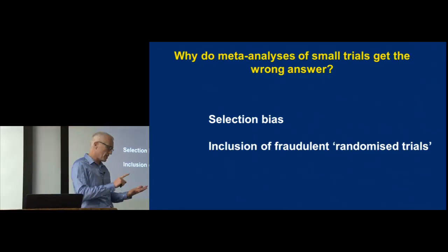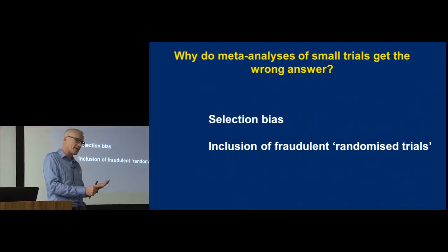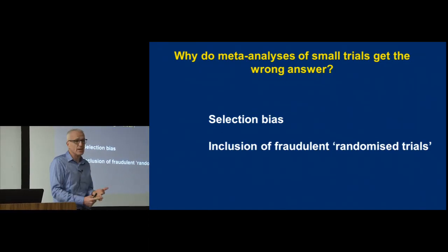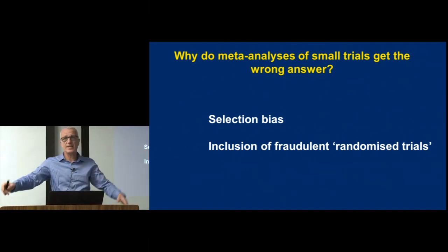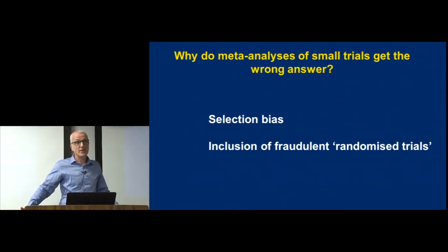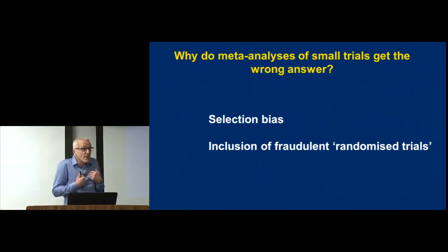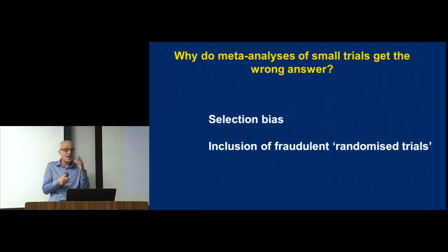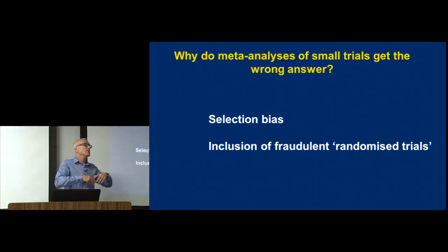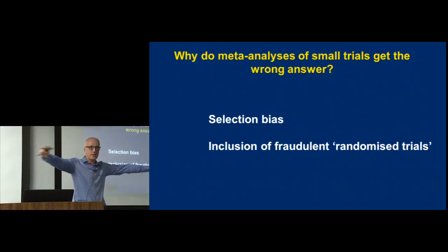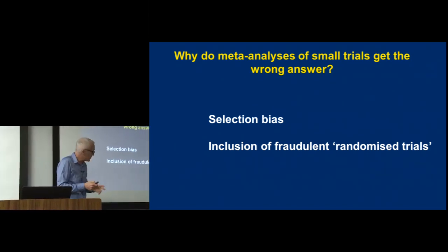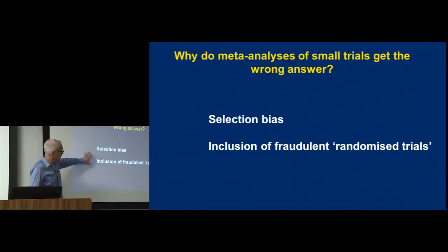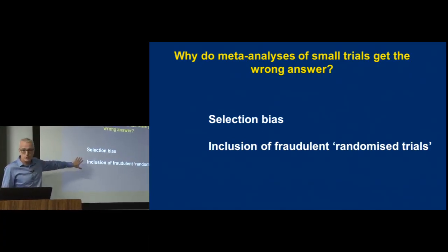And so in big trials, the protocol is published, the statistical analysis plan is published, the data is published. After we finish our trials, we put our data on a data sharing website. In fact, if you want the data, you can have the data, and you can check if the way we analyzed the results was as we said in the analysis plan. So it's all very public. There's lots of witnesses. But when you do small trials, it's very private and nobody knows. So I think selection bias and inclusion of fraudulent randomized trials.